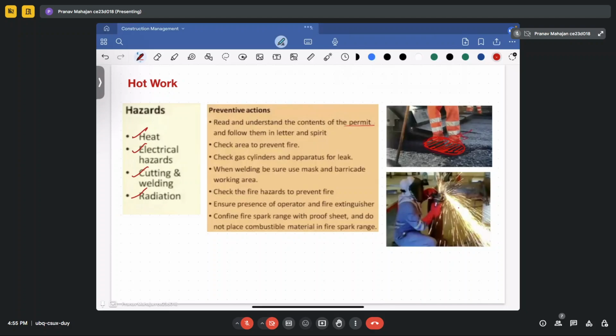So what preventive actions are required? One is you have to check the area to prevent fire. You have to check gas cylinders and apparatus for leaks. You have to check fire hazards to prevent fire. Another thing is you have to ensure the presence of an operator and fire extinguisher. And when welding is to be carried out, be sure that the mask and barricade in the area are properly equipped.